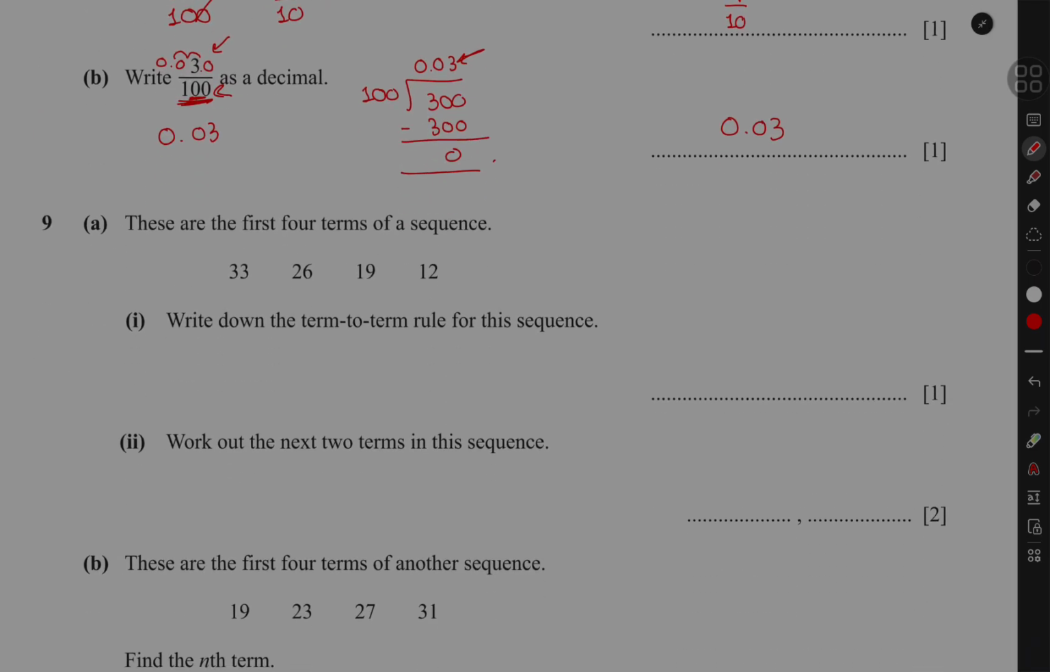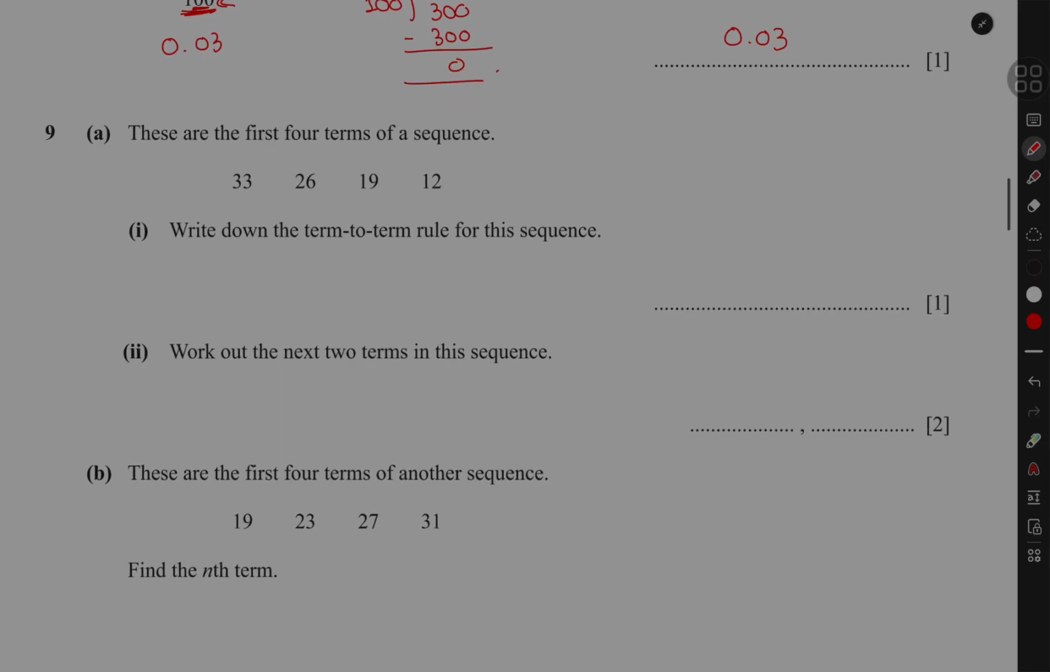Question 9. These are the first 4 terms of a sequence: 33, 26, 19, 12. Write down the term-to-term rule for this sequence. I guess we should first calculate the difference between these two. For example, the difference is 3 plus 4, 7. So negative 7. Now the difference is still negative 7.